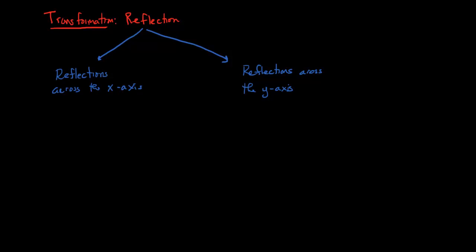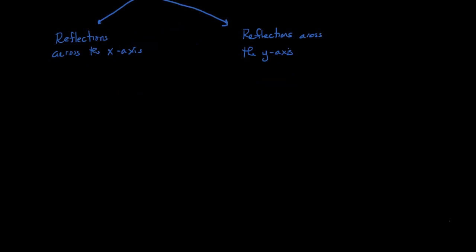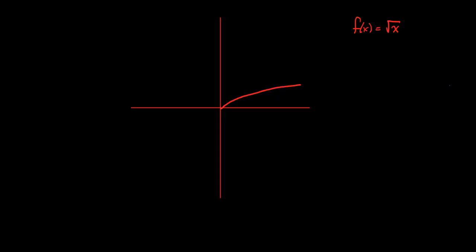So let's go ahead and get an idea of what I mean when we talk about a reflection. Let's look at f of x equals the square root of x, where square root of x is one of my favorite functions. I like it, and it's relatively easy to draw. So it's going to look something like this. And again, it is going to continue on to infinity, and it starts here at 0, 0.